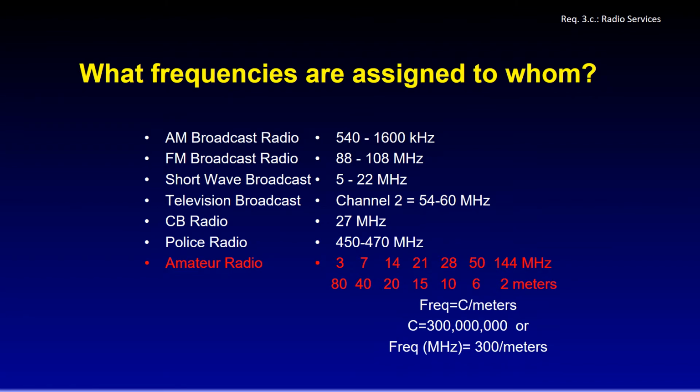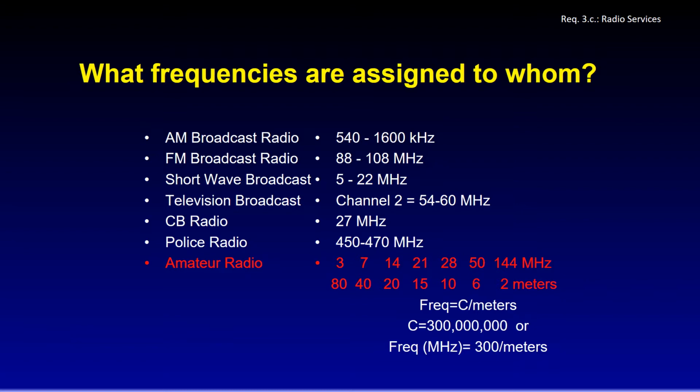Now, what frequencies are assigned to whom? The Federal Communications Commission decides that. And if we look at this chart, they've said that AM broadcast radio will be at 540 to 1600 kilohertz. FM broadcast radio can go from 88 to 108 megahertz. Shortwave broadcast is 5 to 22 megahertz. Television broadcast channel 2 is 54 to 60 megahertz. And CB radio is 27 megahertz. Police radio is 450 to 470 megahertz.